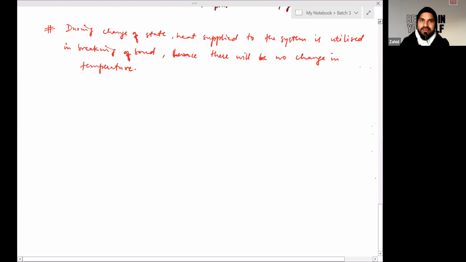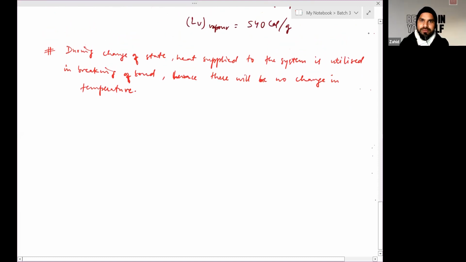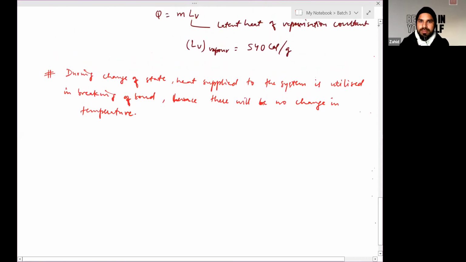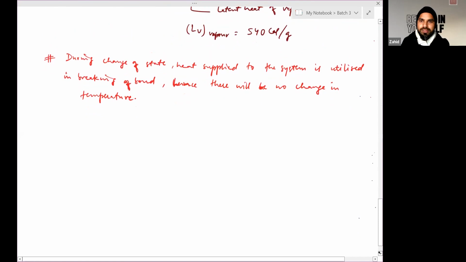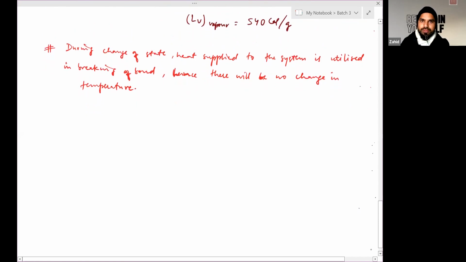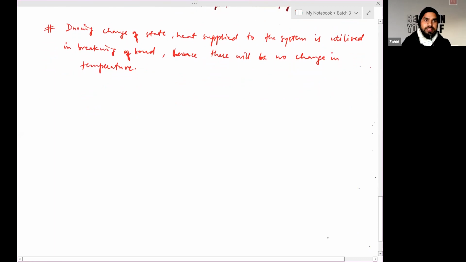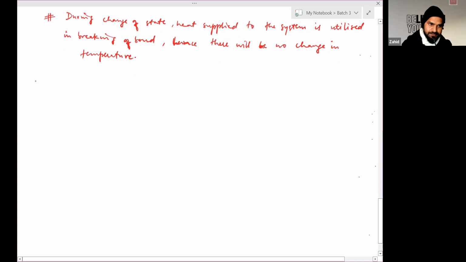In last class, I defined two different types of heat. One which causes a change in temperature of a particular substance, and the other which causes a change of state of that particular substance. Now, on the basis of that concept, let me define how to approach a problem. So for that, let me define the graphical representation.